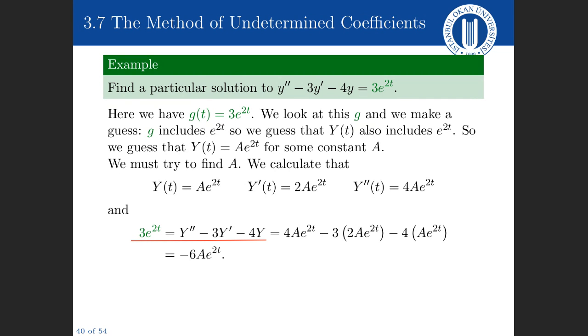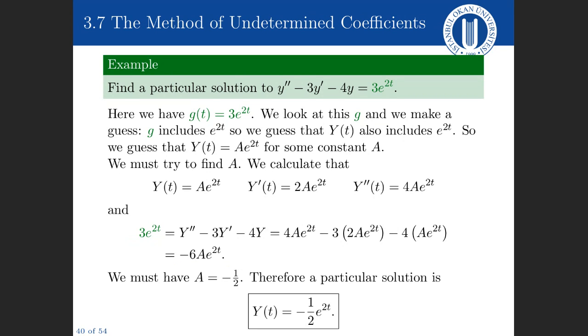We start with y double prime minus 3y prime minus 4y is equal to 3e to the 2t, and we substitute for capital Y and simplify, and we get that minus 6A e to the 2t is equal to 3e to the 2t. We need to choose the constant capital A such that these two things are the same. So, of course, we choose A is minus a half. Then we have the answer to this problem. A particular solution is minus a half e to the power 2t.